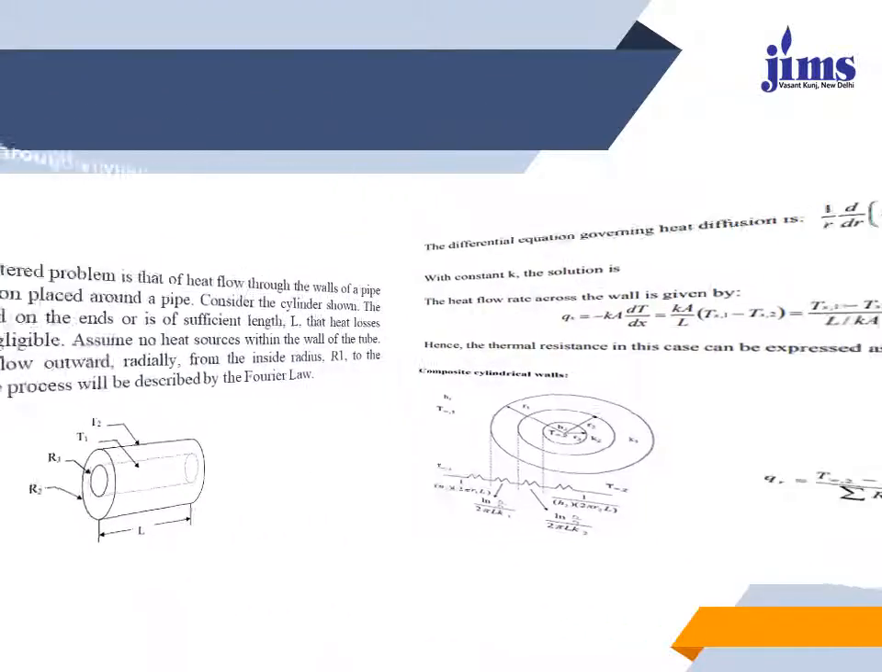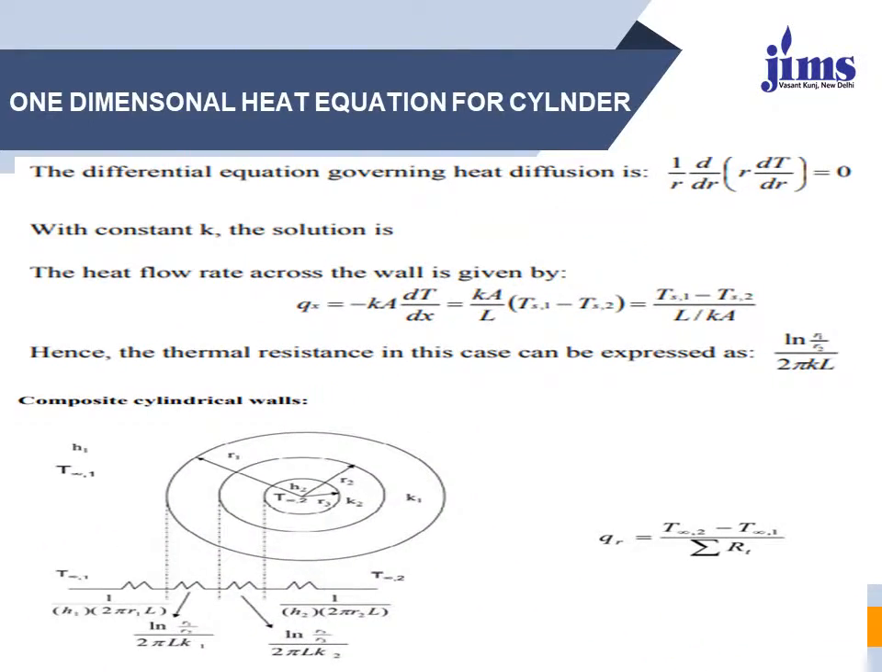So the differential equation governing the heat diffusion is 1/r d/dr (r dT/dr) = 0. This is a fundamental equation of a cylindrical coordinate system, where small r is the arbitrary radius, dT/dr is the small incremental change in temperature with respect to radius, and k is the thermal conductivity.